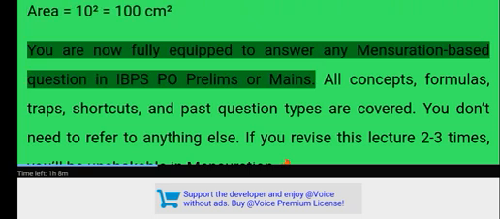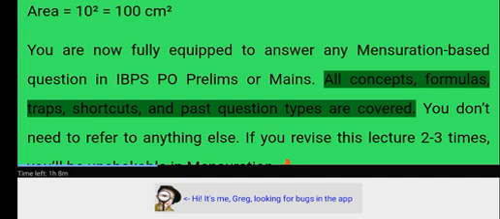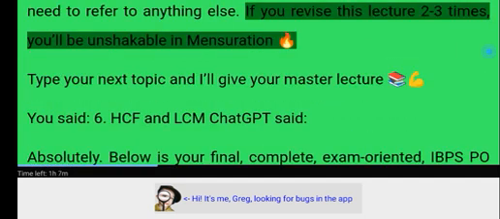You are now fully equipped to answer any mensuration-based question in IBPS PO prelims or mains. All concepts, formulas, traps, shortcuts, and past question types are covered. You don't need to refer to anything else. If you revise this lecture 2 to 3 times, you'll be unshakable in mensuration.